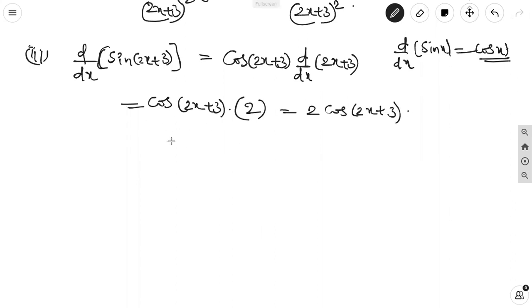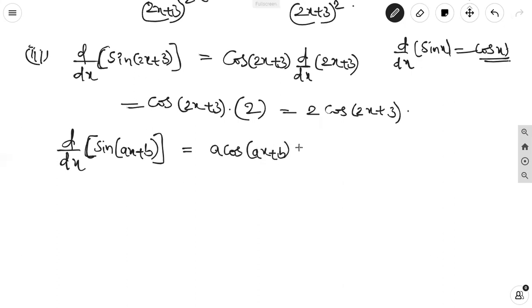If such types of functions come in future, we can just remember that d by dx of sine of ax plus b is equal to a cos of ax plus b. The x coefficient will come as a multiple of the derivative function. Okay, fourth one.